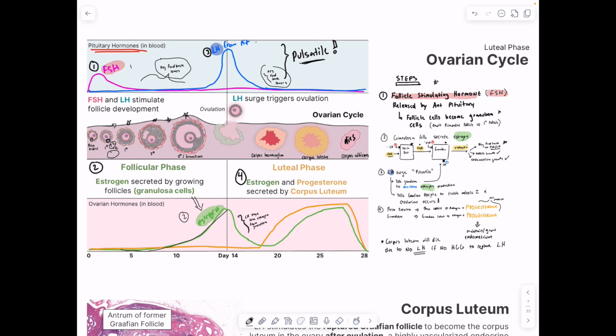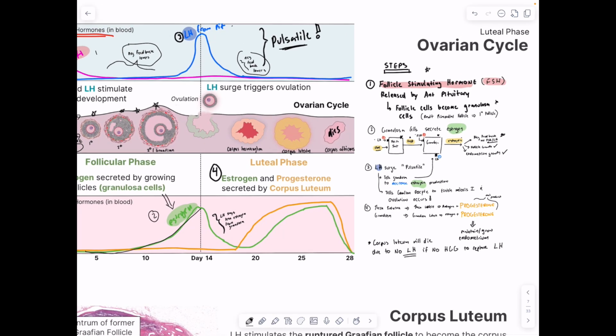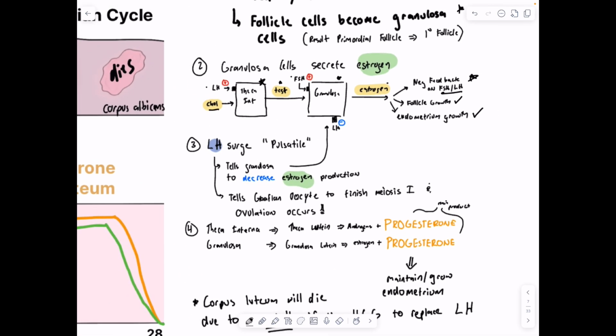All right, so we got our giant secondary follicle. Now we have a pulse of LH, again pulsatile. It just happens once a month from the pituitary gland. That pulsatile release is going to do 2 things. We have that LH is going to come, and remember we said there was an LH receptor on the granulosa cells. And so the LH receptor on the granulosa cells is going to decrease estrogen production, whereas follicular stimulating hormone increases the granulosa cells' production of estrogen.